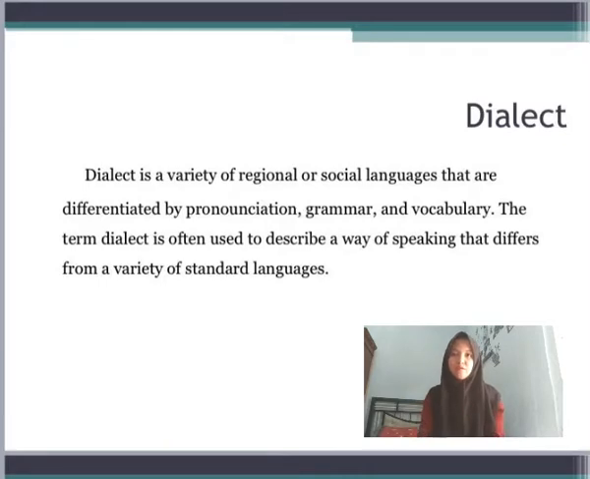What is the definition of dialect? Dialect is a variety of regional or social language that is differentiated by pronunciation, grammar, and vocabulary. The term dialect is often used to describe a way of speaking that differs from a variety of standard language.